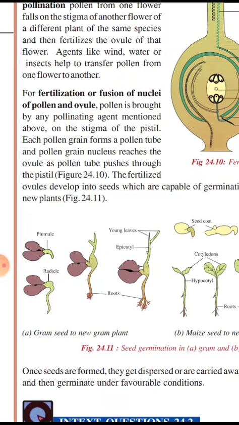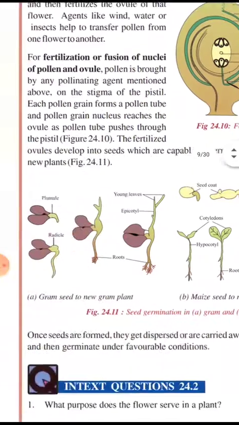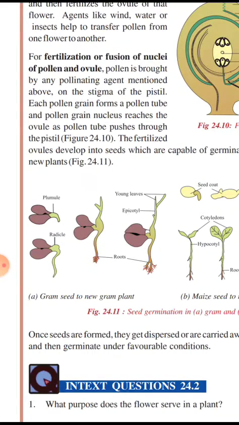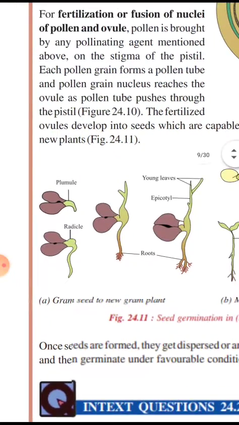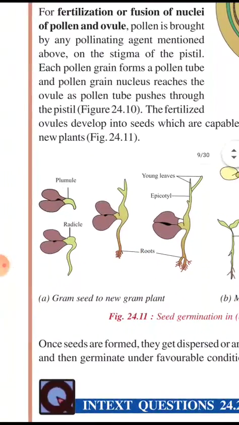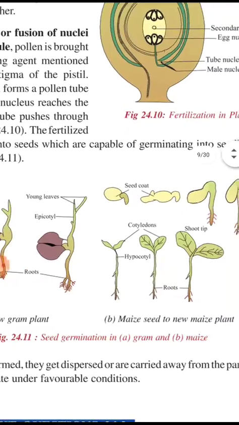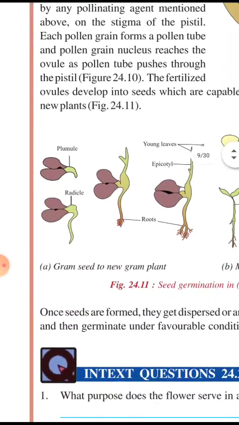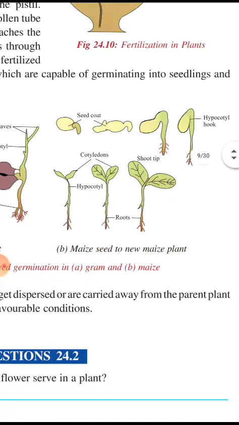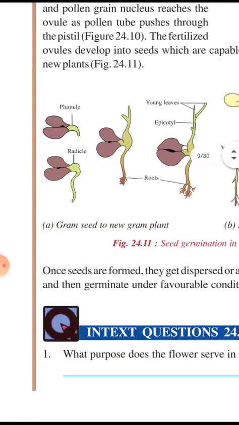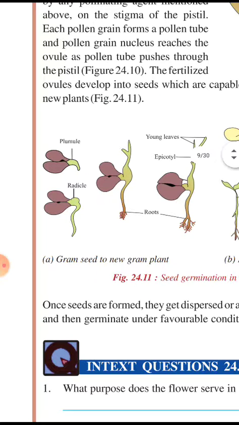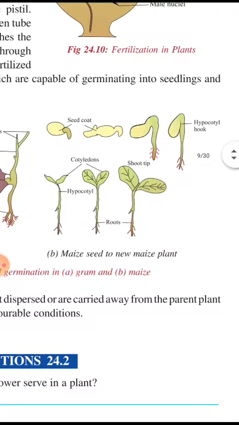Now these fertilized ovules develop into seeds. Okay, and these seeds are capable of germinating into seedlings and into new plants. That is the diagram here, 24.11. You can see after the seed is germinated how the seedlings are formed, and then finally they grow into a plant. So in the first diagram, a gram seed to a new gram plant, you can see how it happens, and here a maize seed to a new maize plant. You can see here how the process happens.